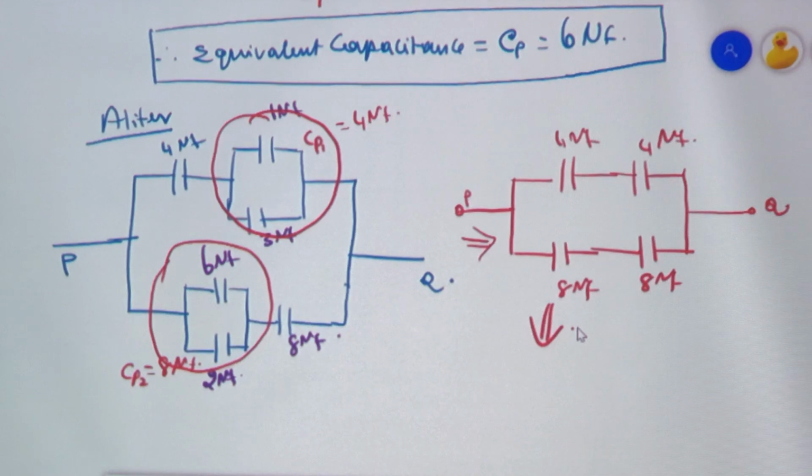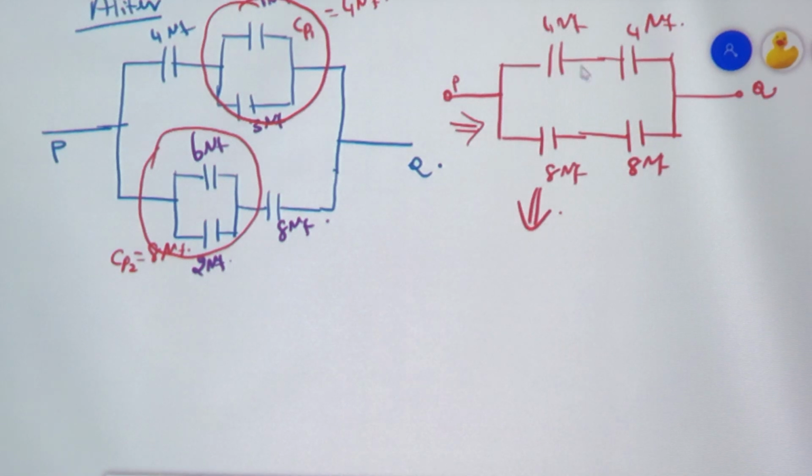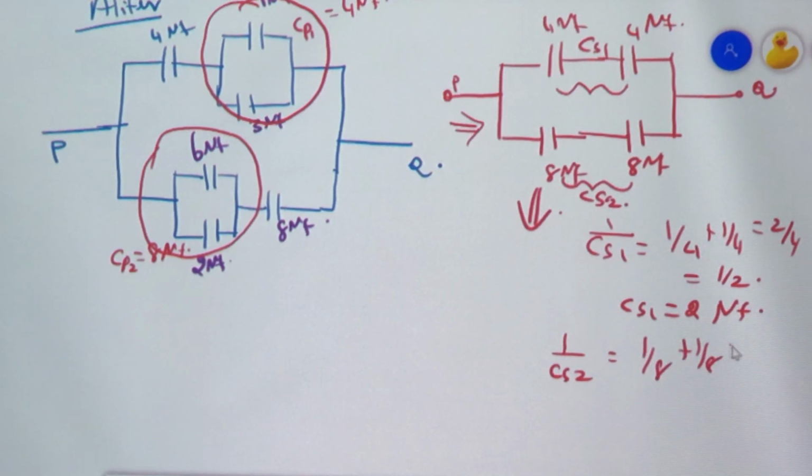So how to simplify this? See, when you consider this diagram, you can say these 2 are in series. So let us write Cs1, and these 2 are in series, Cs2. So how can I get this Cs1? 1 by Cs1 is equal to 1 by 4 plus 1 divided by 4, that is 2 by 4, or 1 by 2. Taking the reciprocal, Cs1 is 2 microfarad. Similarly, 1 by Cs2 equal to 1 by 8 plus 1 by 8, you get 2 by 8, or 1 by 4, or Cs2 is equal to 4 microfarad.